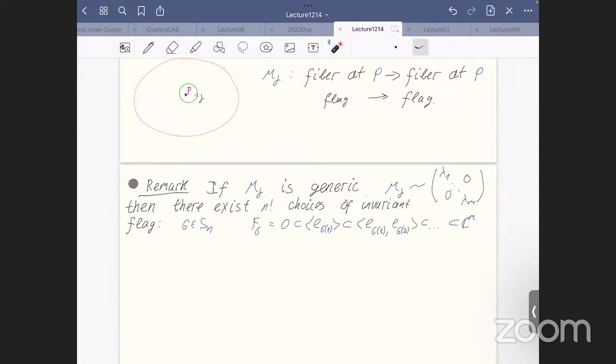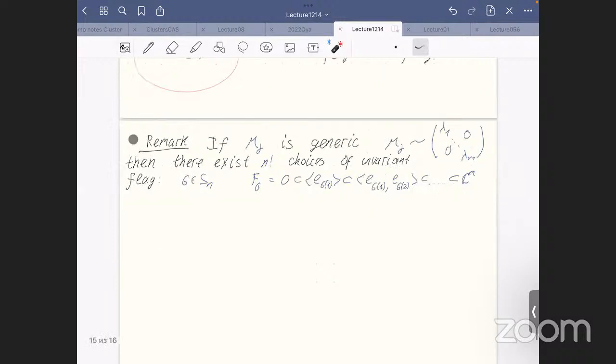The only invariant one-dimensional subspaces are subspaces generated by one of the eigenvectors. So this is the first choice. Then we should have a two-dimensional invariant subspace. So we have to add another eigenvector in order to have an invariant subspace, and so on. Here I actually use the fact that all eigenvalues are different. Otherwise, it's not so, as we have continuous freedom in the choice of flag.